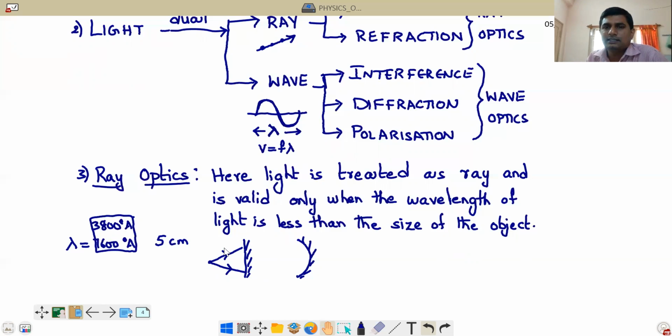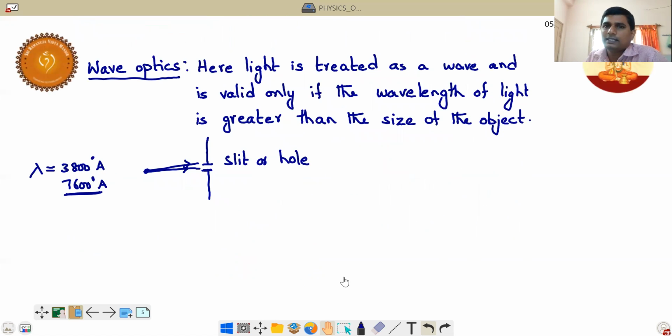Therefore here, since the wavelength is less than the size of the object, we consider light to be a ray. Similarly for a spherical mirror, concave or convex, the sizes of the mirrors are generally much greater than the wavelength of light. So here also we consider light to be a ray, and the study of these 2 topics is called ray optics. And what is meant by wave optics? Here light is treated as a wave and is valid only if the wavelength of light is greater than the size of the object, like to explain phenomena such as interference, diffraction, polarization.